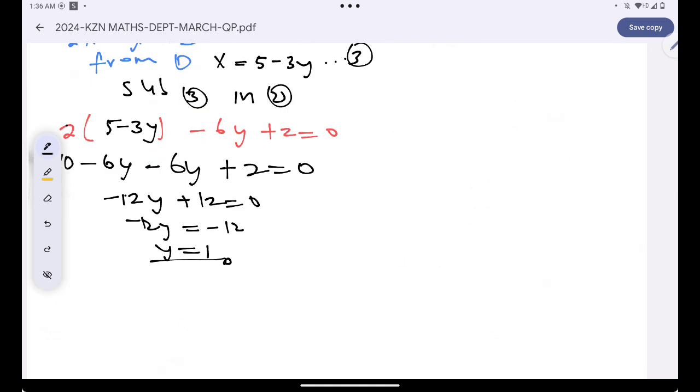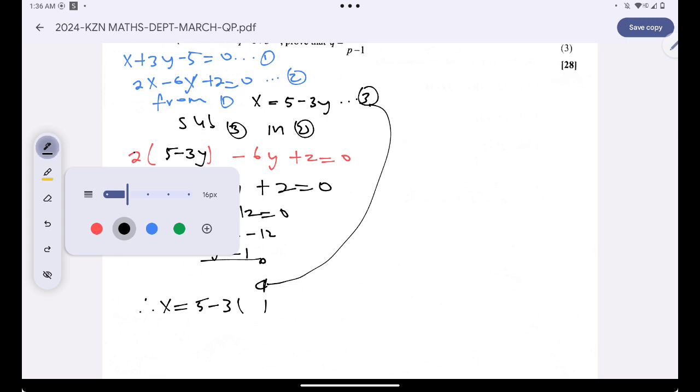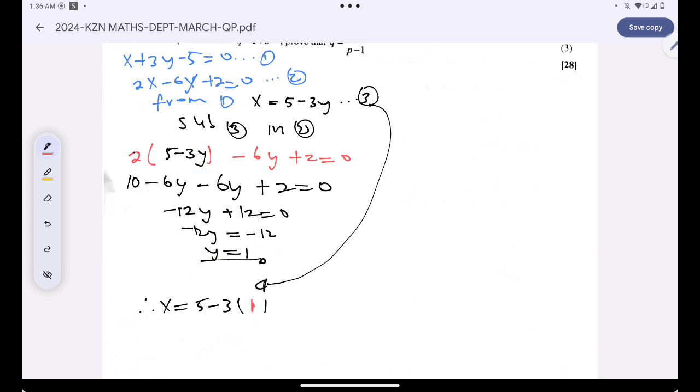Now I've solved for y, I just need to find x. Remember that I've created equation 3. I'll therefore say x is equal to 5 minus 3y. Whenever I see y, I'll put my 1 there, and then x is 2. So I'll just write it as a point. X is 2 and y is 1. Are you together?